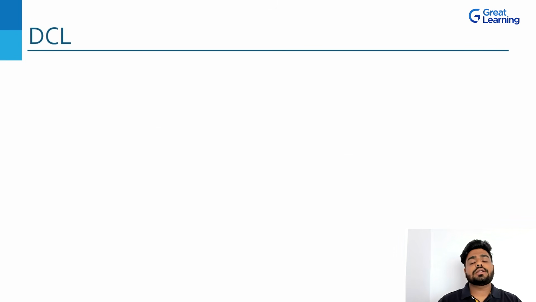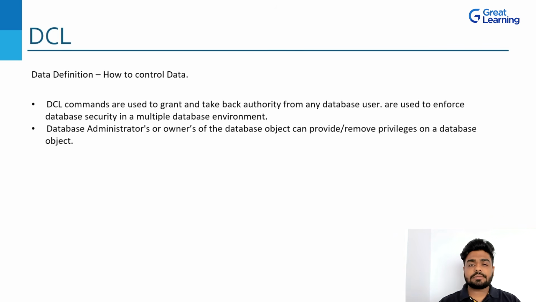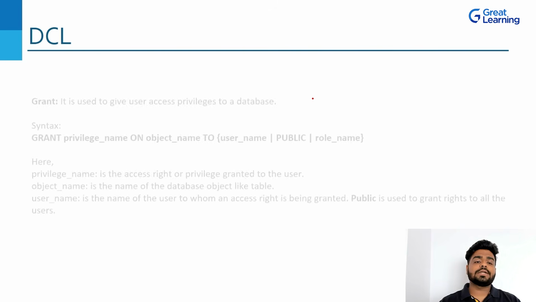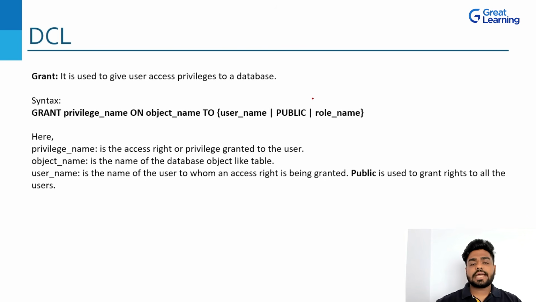That brings us to our third command, which is DCL, which is data control language. So how to control data, right? Now, how to control data is nothing but there are two things. Either we can control it by giving permission or taking permission, right? So there are two commands, which are grant and revoke. Now, if you see here, DCL commands are used to grant and take back authority from any database user. So either I can give privilege or I can take the privilege. That is what we do in DCL. Now, grant is used to give user access privileges to a database.